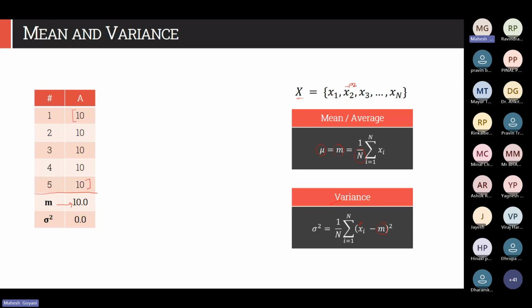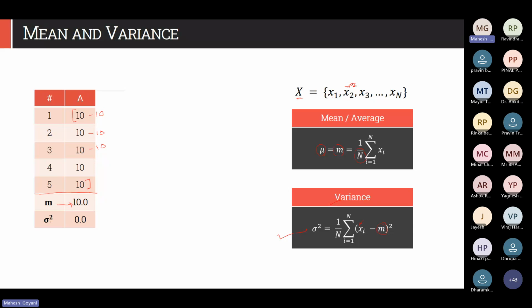of dimension 5. So we will be doing 10 plus 10 plus 10 plus 10 plus 10 divided by 5. So that will be ultimately 10. And variance of this vector would be 0 because mean is 10. All the elements are 10. So when we'll do this, (x1 minus mean) square plus (x2 minus mean) square plus (x3 minus mean) square and so on. When we run this formula, this will result into 0.